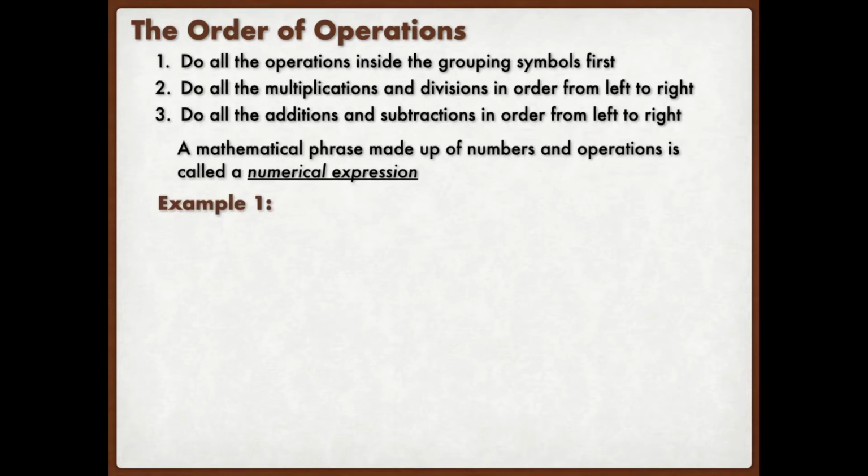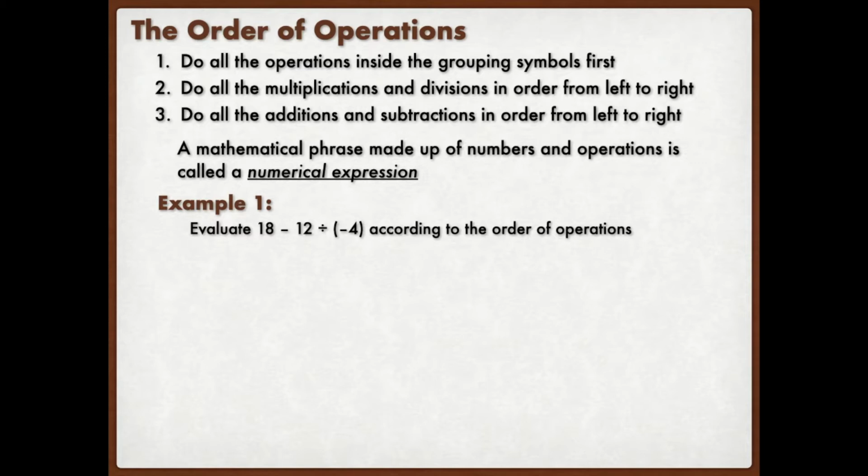Now, a mathematical phrase made up of numbers and operations is called a numerical expression. So you may hear the word numerical expression, and this is just talking about all of the numbers and the operations combined together. Okay, let's evaluate 18 minus 12 divided by -4 according to the order of operations.